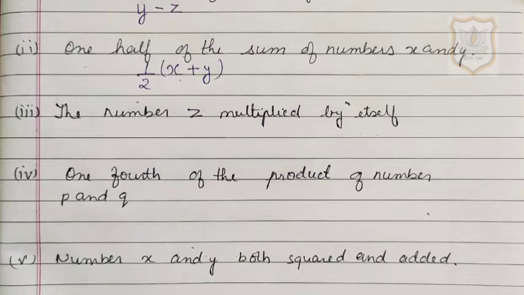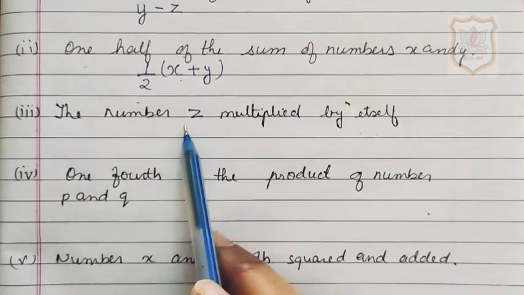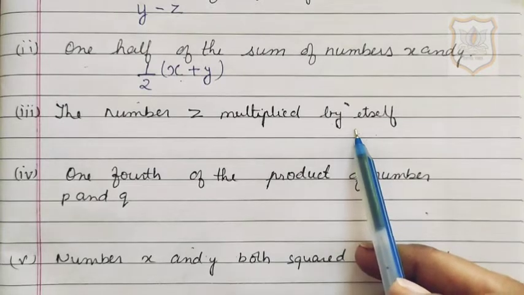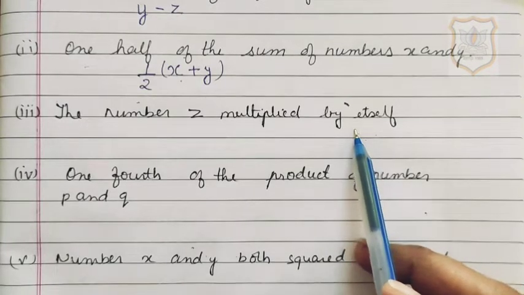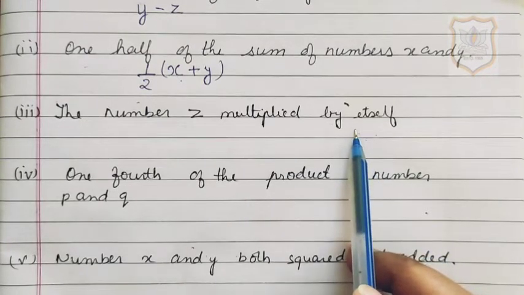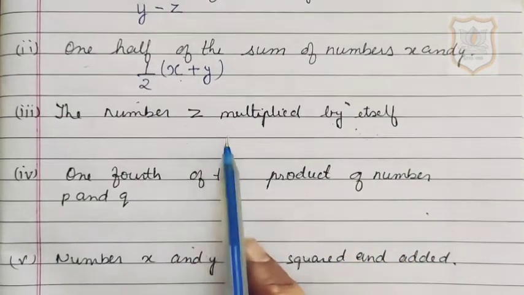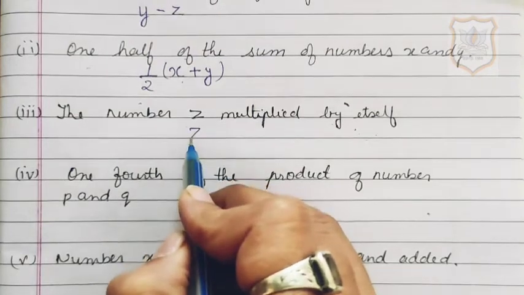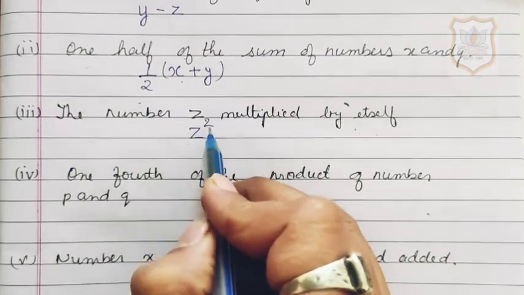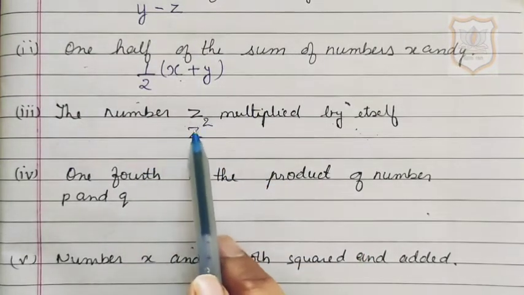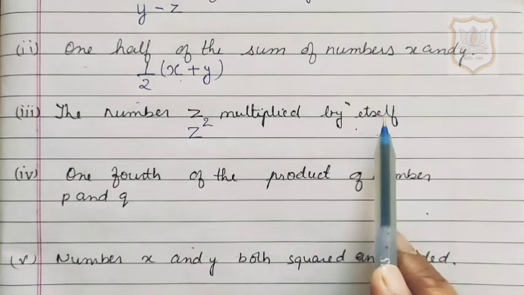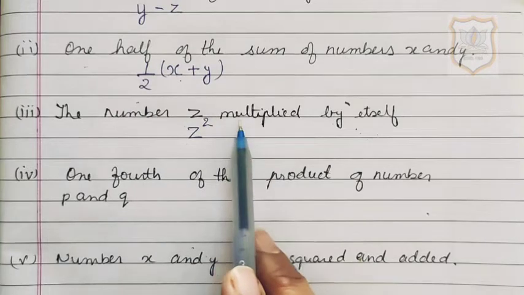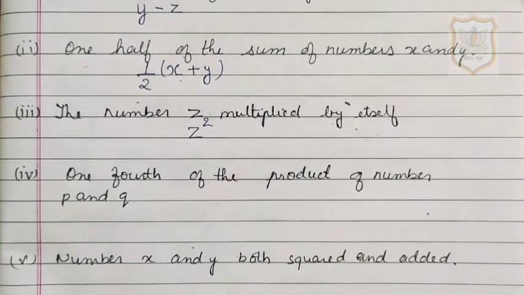Now third part of question number 1. The number z multiplied by itself. Here students, the number z is multiplied by itself. Means we have to multiply z with z only. So z multiplied by z will be z square. Here the number z, itself means we have to multiply by z only. So z multiplied by z will be z square.